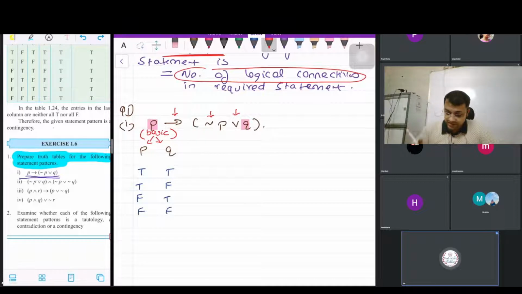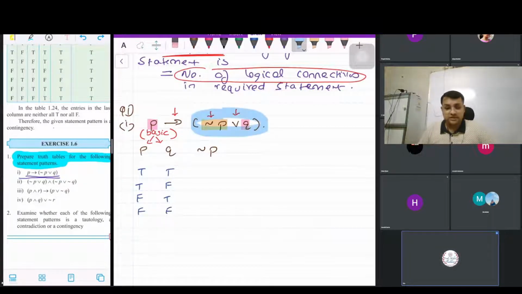Now focus, don't write. The first thing that I will do is for this one, which is negation P, because that is the first element of my bracket. Now after that, the second connective that I can see is the OR symbol. So I will be using this as my second additional column because it's a bracket. We know that brackets always have to be looked after first. Therefore, I am taking care of that bracket first. So now I will write negation of P or Q.